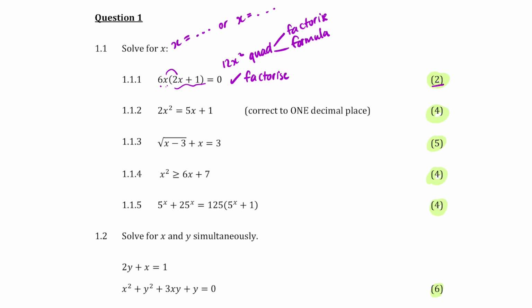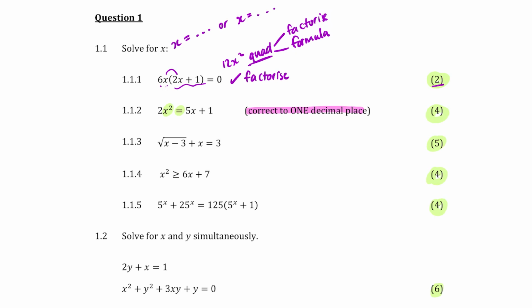Okay, if we look at the next equation, we see 2x squared, right? So this is an equation with 2x squared, so it is a quadratic equation. But look at this thing that jumps out at you here. They want to solve for x correct to 1 decimal place.